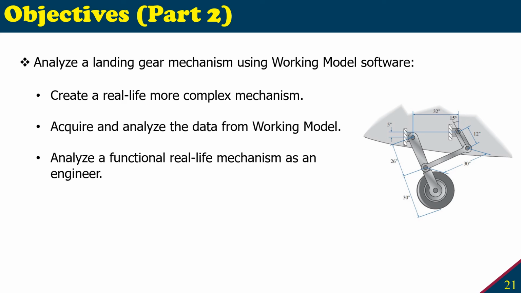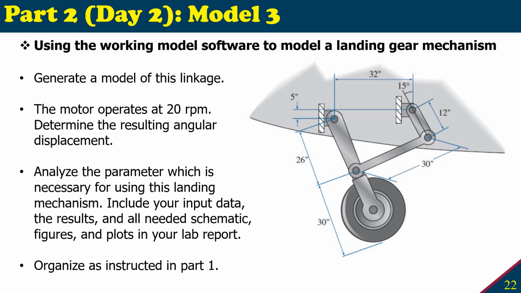Then again, similar to the first two models, you have to collect the data from the software and analyze the functionality of this mechanism as an engineer. So the dimensions of the real life mechanism is given on the image on the right. So we have to generate a model of this linkage. The motor on the crank operates at 20 RPM. You have to determine the resulting angular displacement on the wheel.